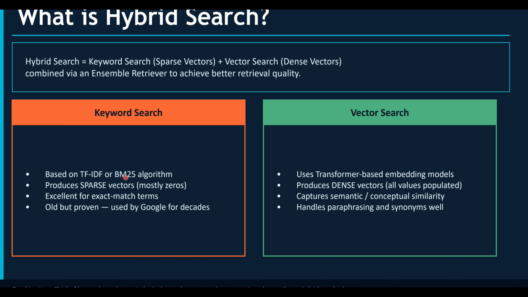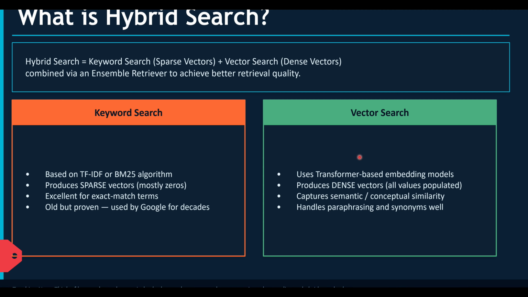On the right hand side, we have vector search. This uses modern transformer based embedding models. Think Sentence-BERT, BGE, or OpenAI embeddings, to convert your sentence into a dense vector where every dimension carries meaning. Two sentences like "the dog ran fast" and "the hound sprinted" will have a similar dense vector even though they share zero words.